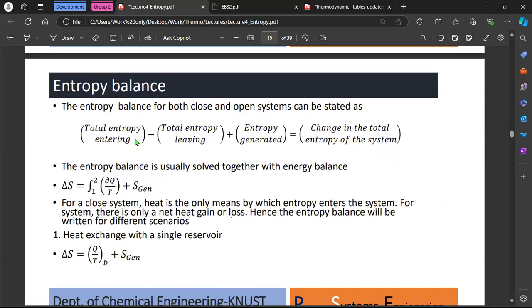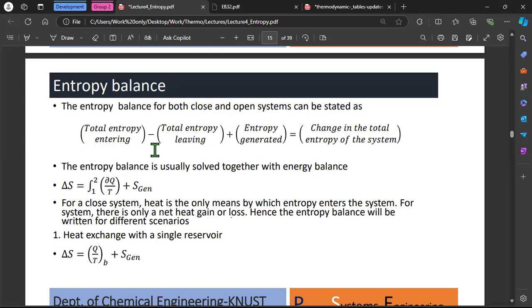So when we look at the balance, remember for all our balances, we always say that it is what is coming in minus what is coming out plus what is being generated being equal to the total change at the end of the day.